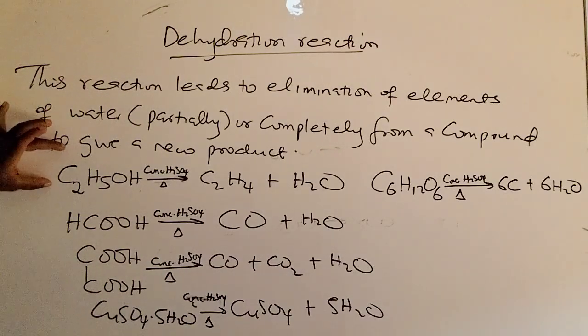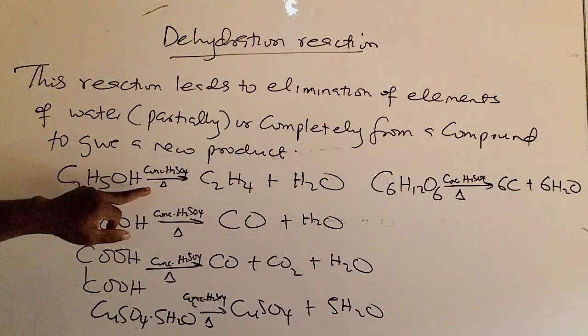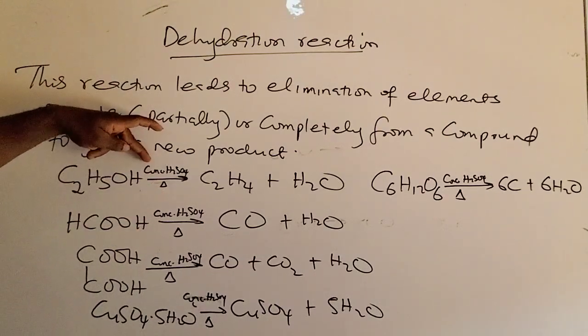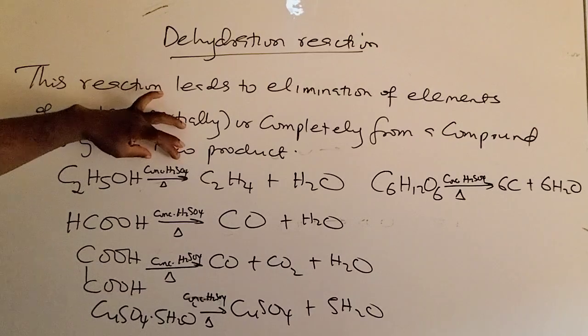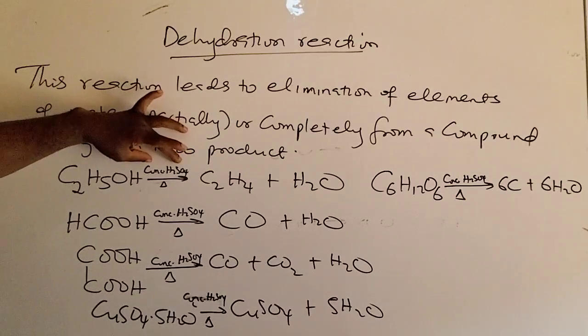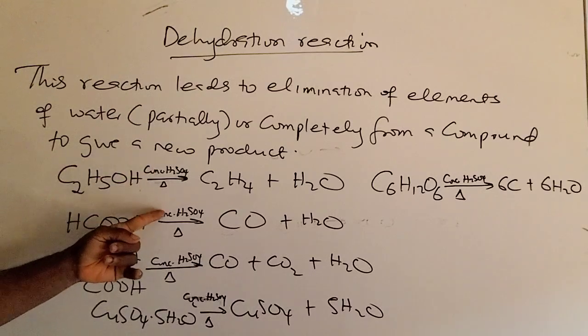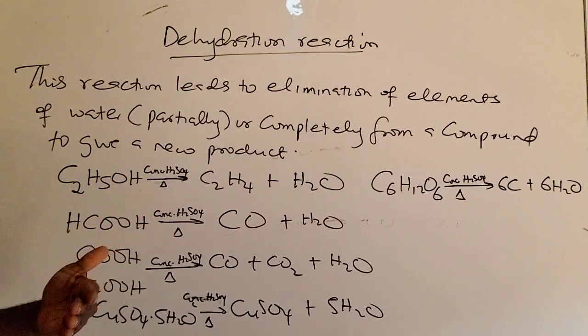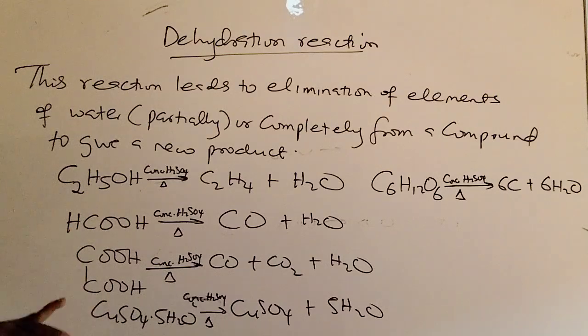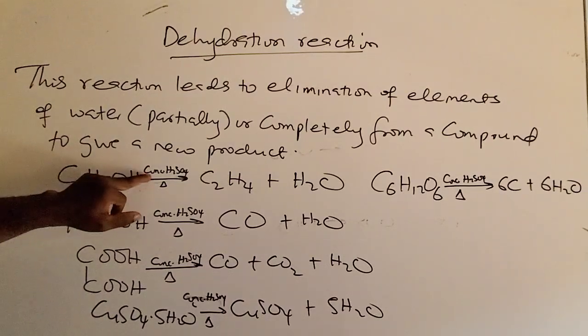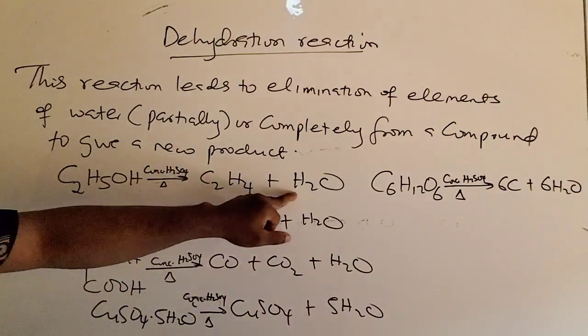Like this compound is called ethanol. Heat, and then this is concentrated H2SO4. This acid is a common substance used in dehydration, and in this reaction, this acid is not called a catalyst, it is called the dehydrating agent. So ethanol heated with this acid gives us ethene and water.